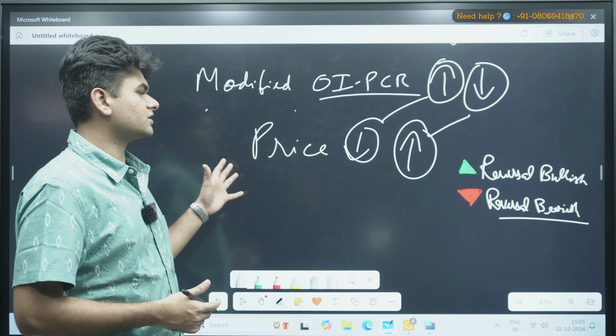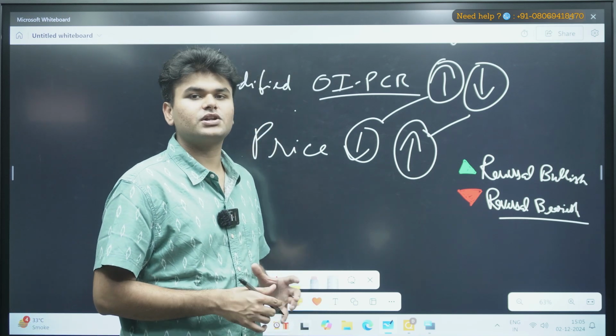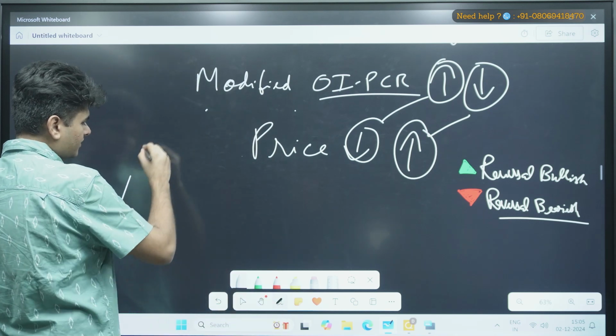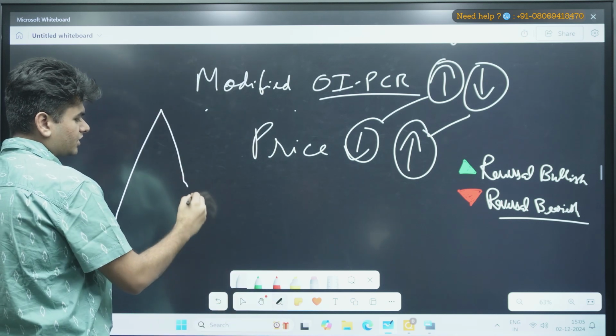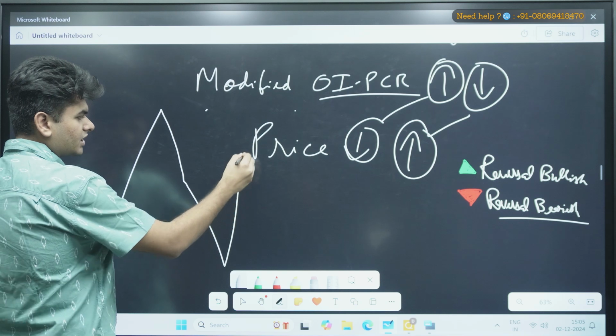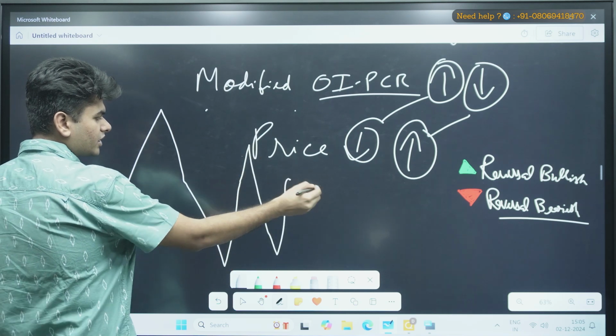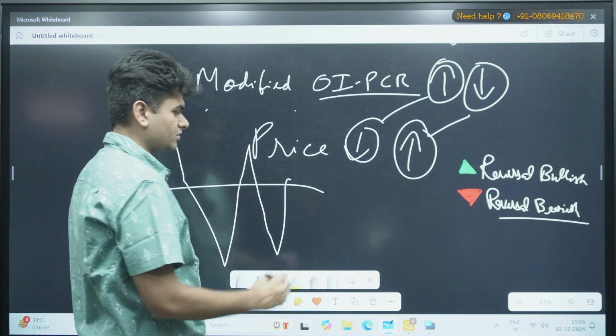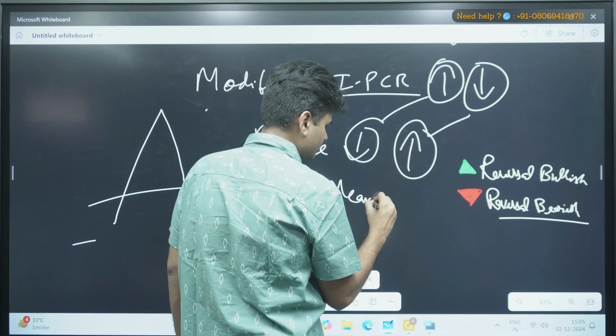Now with that, see, PCR also has a mean reverting character in nature. Let's suppose the PCR makes a high, again it will come to the median. If it makes a low, again it will come to the median. Whenever it is going, a median is always there and it is always mean reverting.